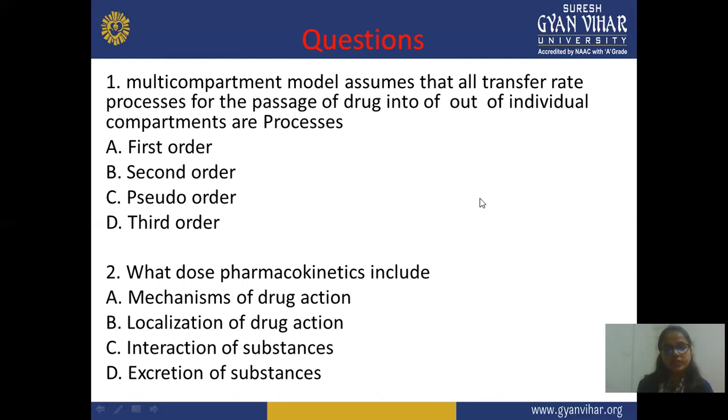In the second question, what does pharmacokinetics include? So in this, you should know the definition of pharmacokinetics. Option A is mechanism of drug action. B is localization of drug action. C is interaction of the substance, and D is excretion of the substance. That means, what is pharmacokinetics, and which parameter does it include? There are four options, and you can select any one correct option which is appropriate regarding pharmacokinetics.